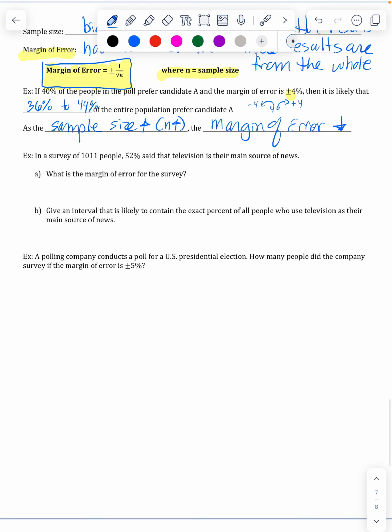Okay, in a survey of 1,011 people, so that's N, 52% said that the television is their main source of news. What is the margin of error?